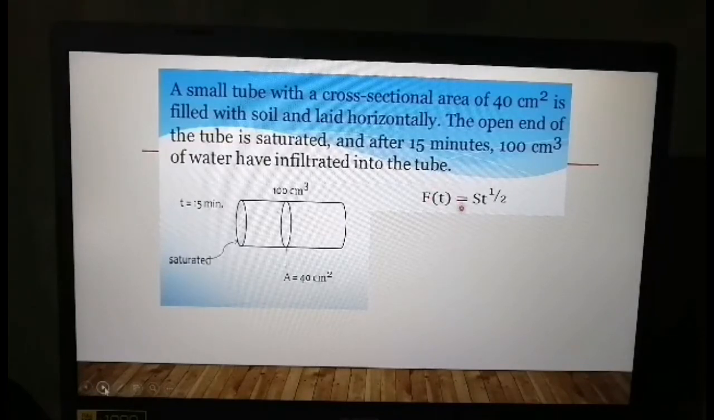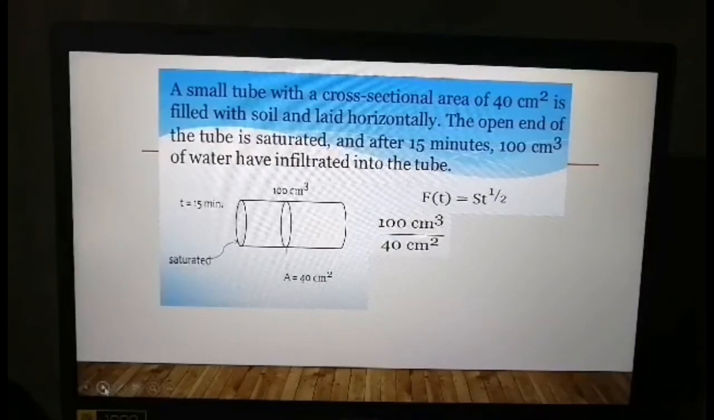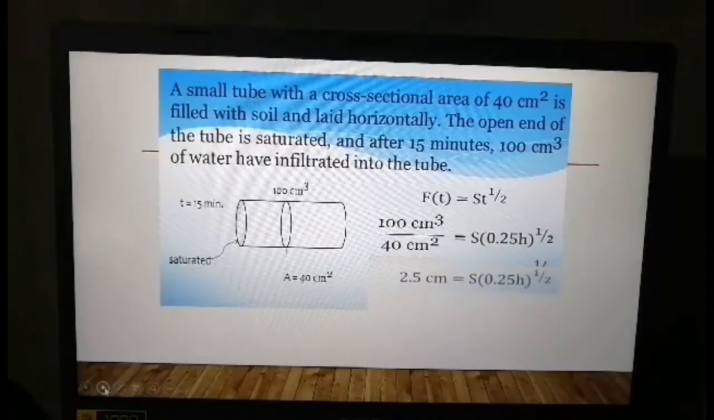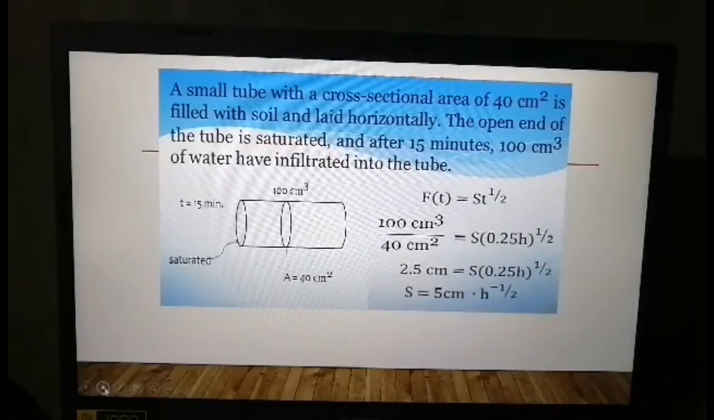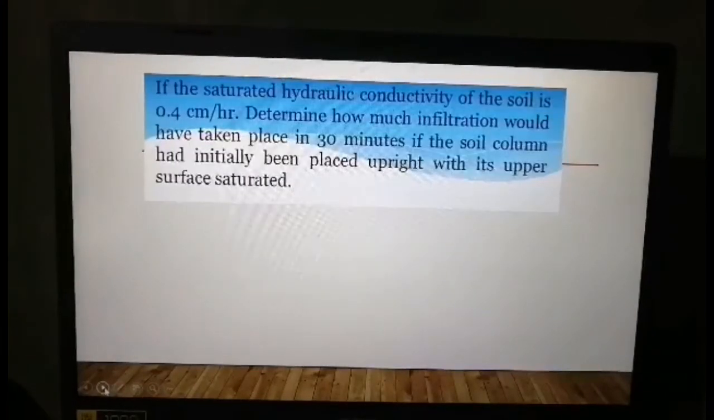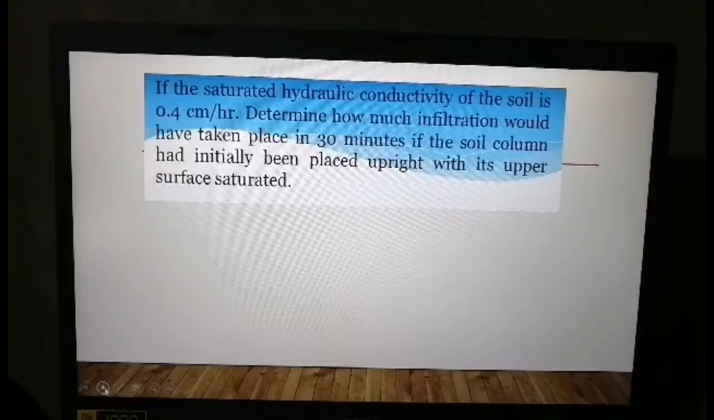Cumulative infiltration equals S times t raised to 1/2. The cumulative infiltration is the water that has infiltrated over the cross-sectional area of the tube, equals S times time, in hours, raised to 1/2. Simplifying that, we get 5 centimeters times hours to the negative 1/2. Now you have the value of sorptivity.